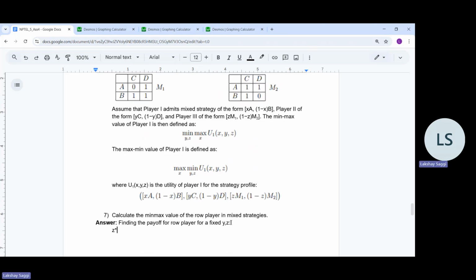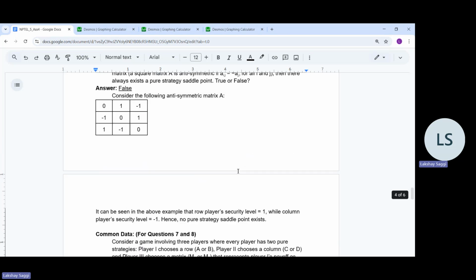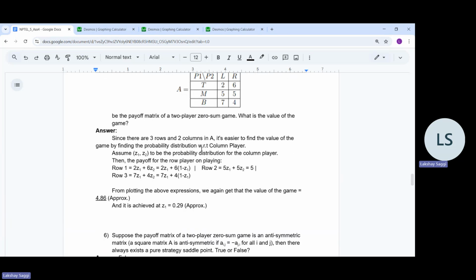What we should be showing is that we need to find the payoff for the row player for a fixed y comma z. What I'm essentially trying to come to here is something like what we did here. What we did is we found the payoff for the row player on playing row 1, row 2, and row 3. And we'll be doing a similar thing here also.